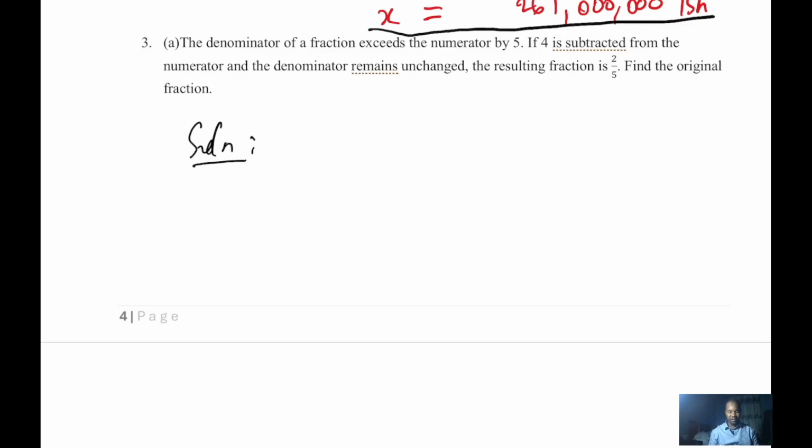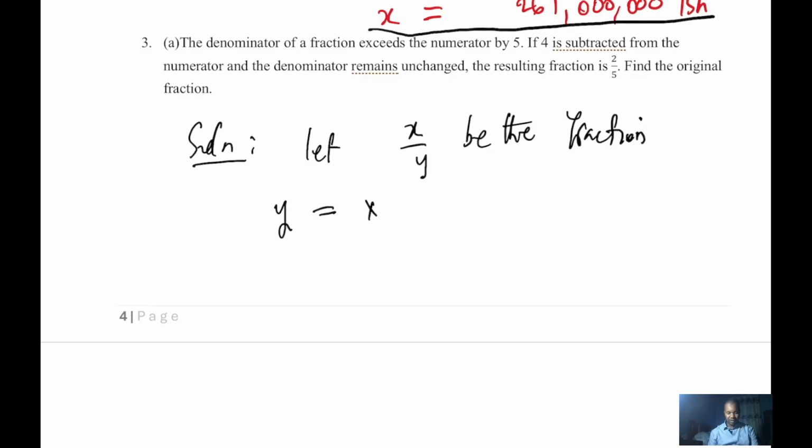For this kind of question, first of all, we're going to let x over y be the fraction. So if x over y is our fraction, the relationship between x and y is such that the denominator exceeds the numerator by 5. So the denominator is y equals x plus 5. That is the first equation, a very important equation.